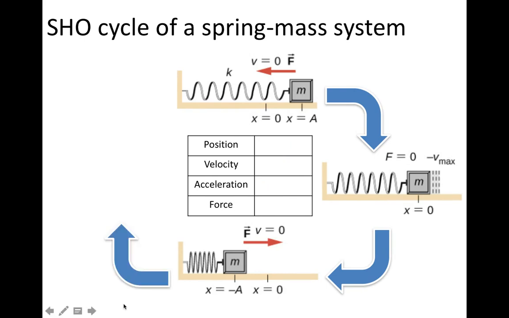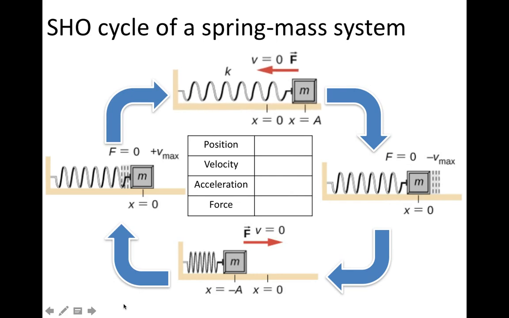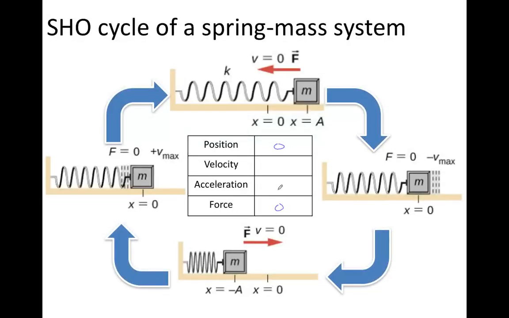And then we have one more point. Now it's going back through its equilibrium position, but now it's going in the opposite direction. So at this point, it now has 0 position, 0 force, 0 acceleration, but now it's got a positive maximum velocity. And after that, then it, of course, goes back to its original position, and then the cycle repeats itself over and over and over. And those are the important positions that we have to consider in order to calculate some important values.